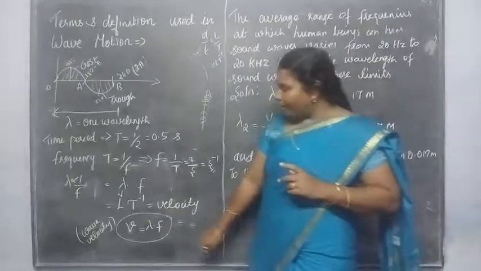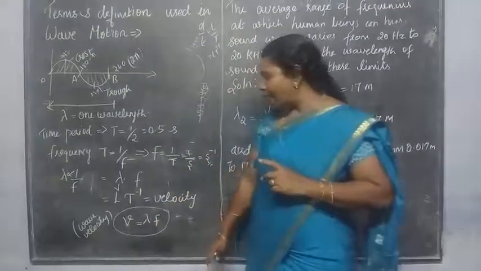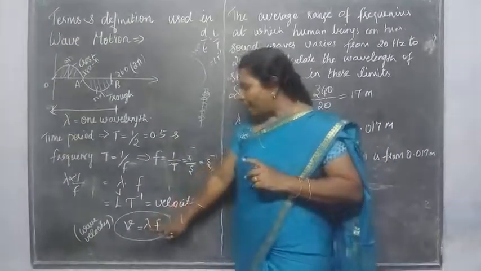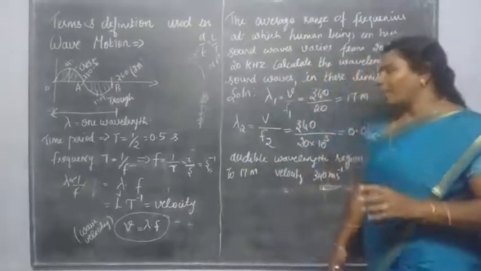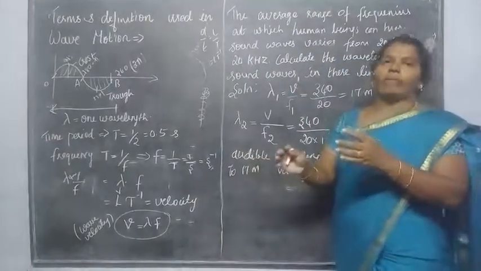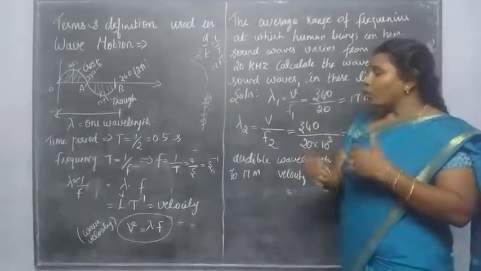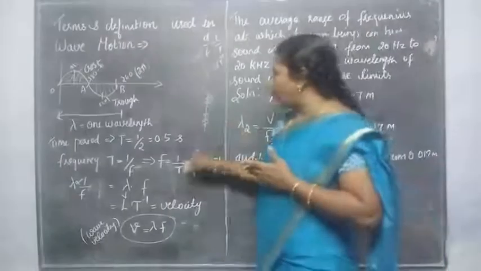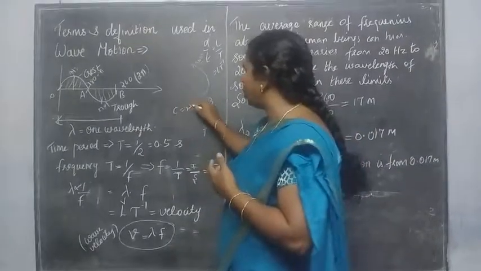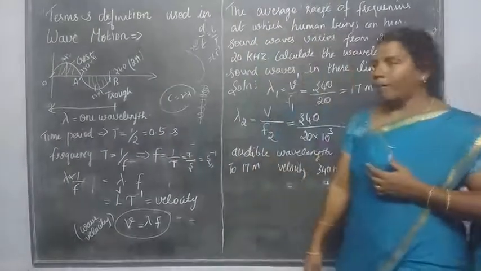Did you get it? Therefore the velocity is equal to lambda into frequency, where lambda is called the wavelength and F is called the frequency. Did you get it? This is one important topic, and this velocity is called the wave velocity. You can also relate it as lambda into frequency, that is C is equal to nu lambda. This is the formula. It will be useful for your one-word problems.